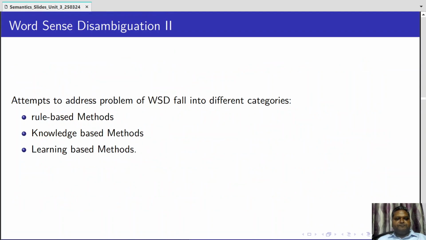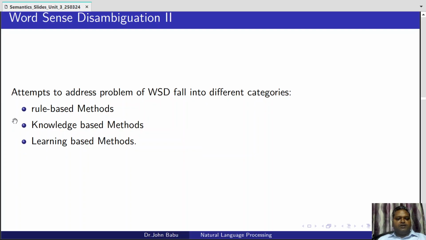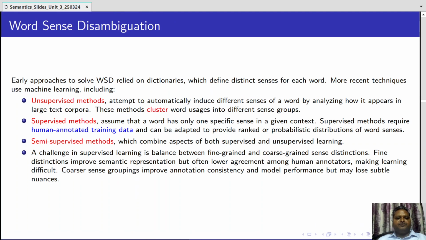Now let us go further. How we can resolve the word ambiguity? How we can resolve the correct meaning of a given word where it has multiple meanings? So there are different methods. Rule-based method, knowledge-based method, learning-based methods. In the earlier days, this word sense disambiguation problems were relying on dictionary. Look at the dictionary, look at the meaning, from there decide the correct sense or correct meaning. But now we have machine learning methods.